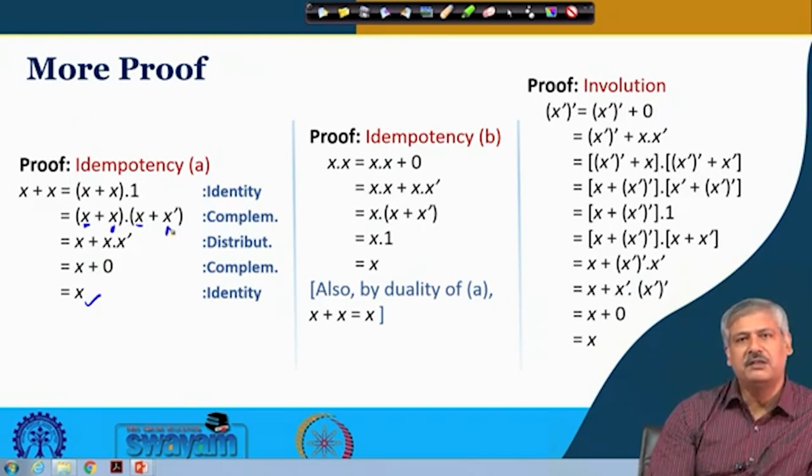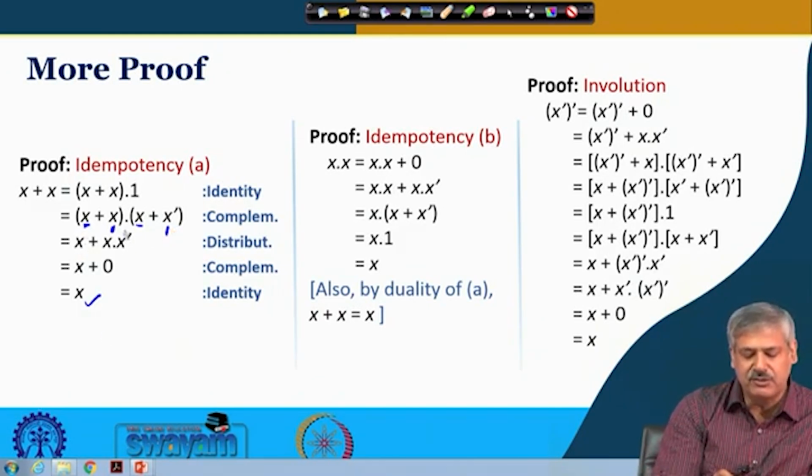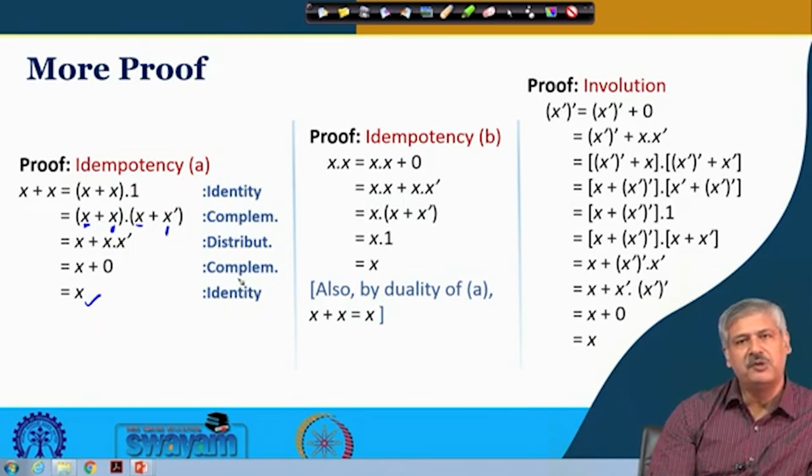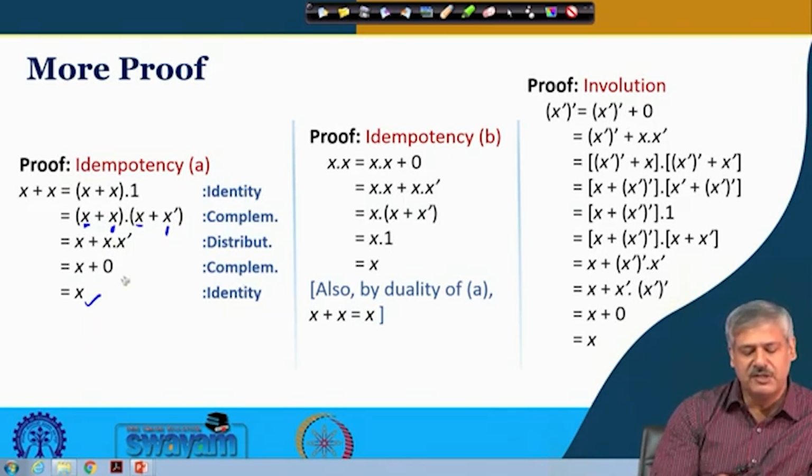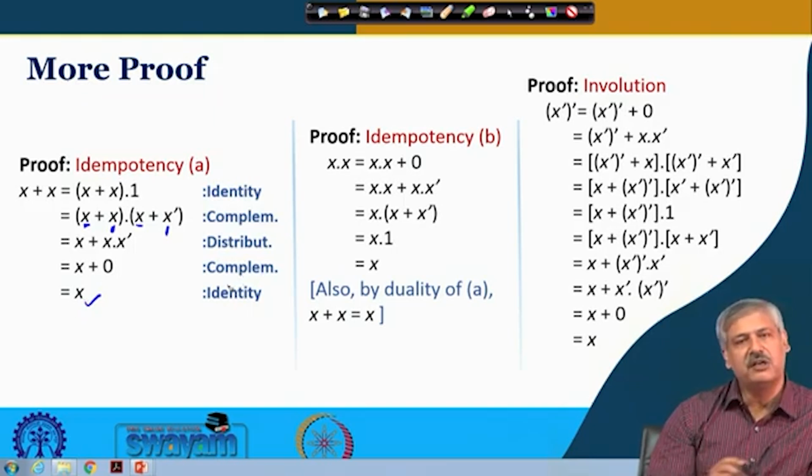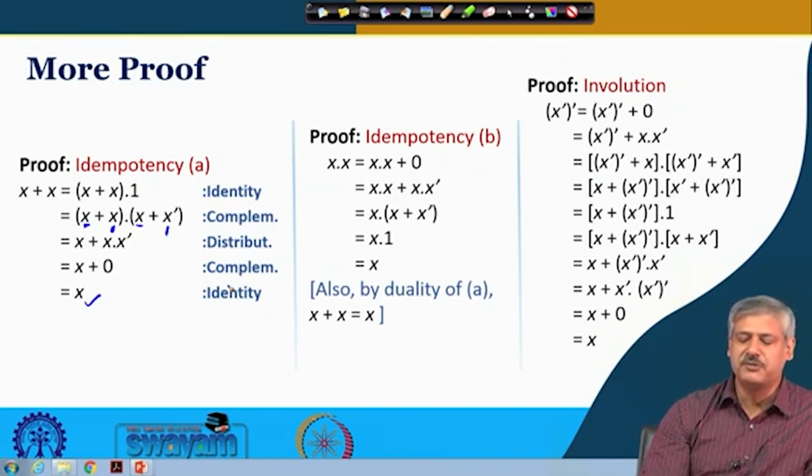Then you can apply the distributive postulate, distributive law, and you can get x plus yz. Y is your x over here and z over here. So x prime you get, and then x prime is 0 from complementarity postulate, right, and x plus 0 is x from identity postulate. Okay. So the basic theorem related to idempotency can be arrived at by using the basic postulate.